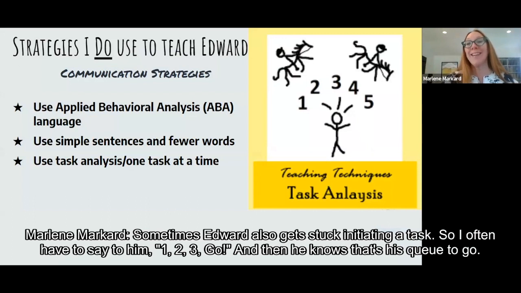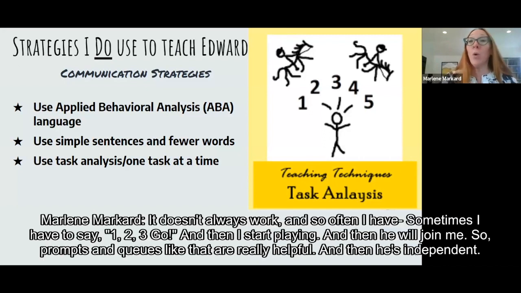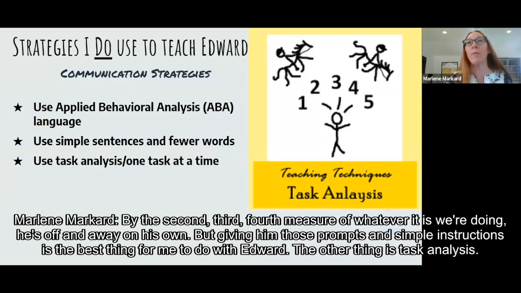Sometimes Edward also gets stuck initiating a task. So I often have to say to him, 1, 2, 3, go. And then he knows that's his cue to go. It doesn't always work. And so sometimes I have to say 1, 2, 3, go. And then I start playing and then he will join me. So prompts and cues like that are really helpful. And then he's independent. By the second, third, fourth measure of whatever it is we're doing, he's off and away on his own. But giving him those prompts and simple instructions is the best thing for me to do with Edward. The other thing is task analysis.